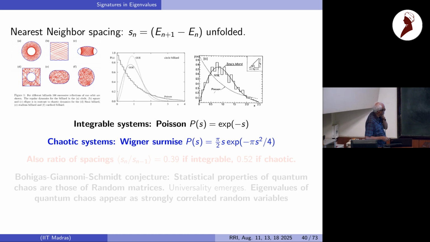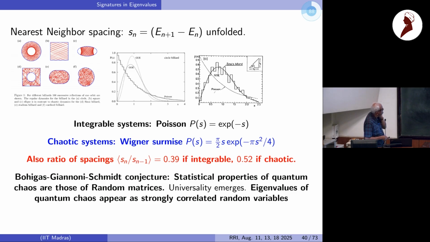More recently, people are not unfolding because it's probably a pain in the neck. So this is an easier thing to do. They just take a ratio of successive spacings even without unfolding. This can be the raw eigenangles or raw energies. So successive spacings, and then they calculate the average of this. This average, again, can be over many levels, a bunch of spectra.